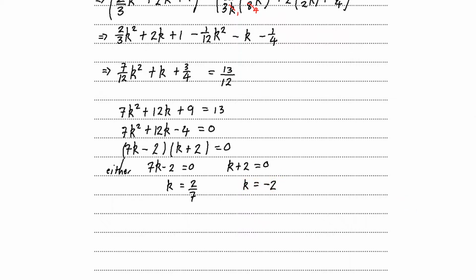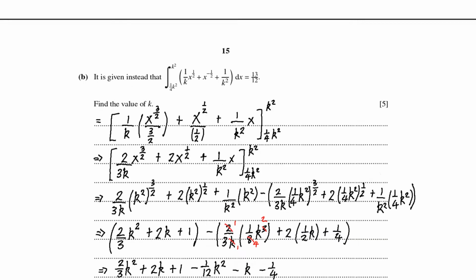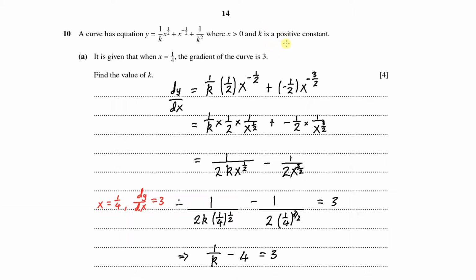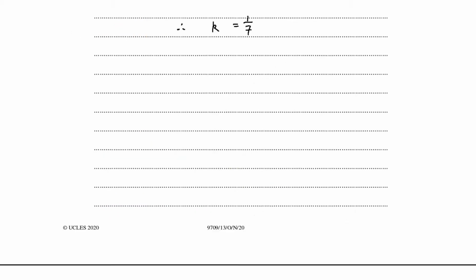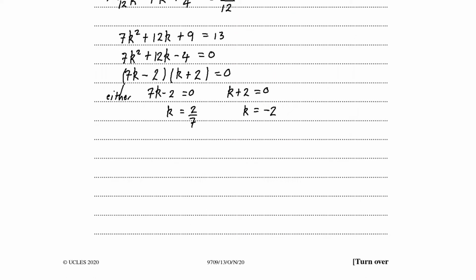Now from the question, they say that k is a positive constant. So we're going to make use of that, and take the positive value of k. Therefore, the value of k that we want is 2/7. And that's the answer right here.